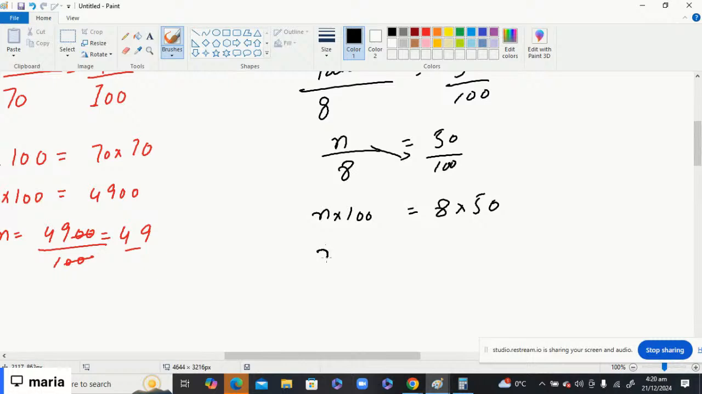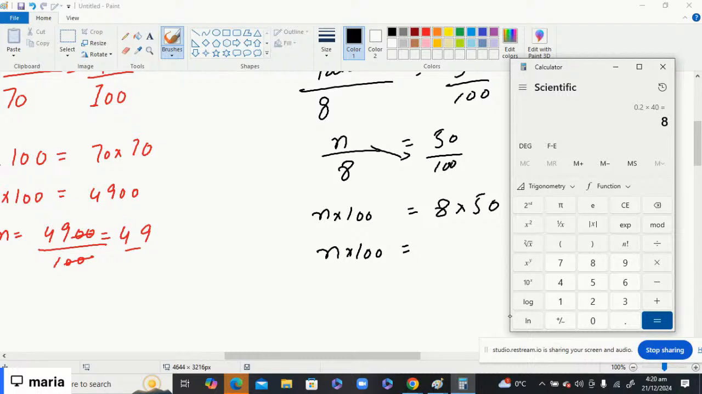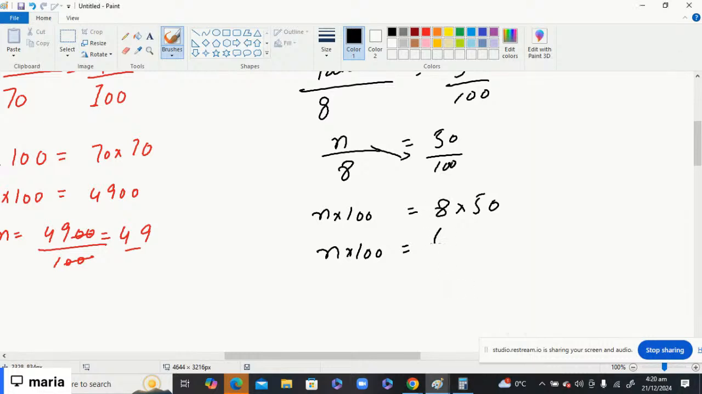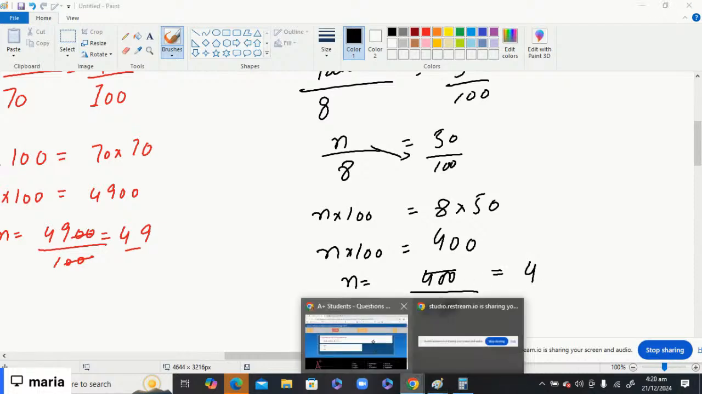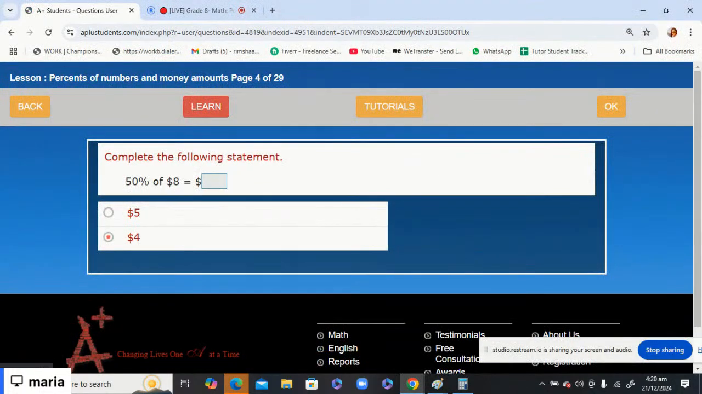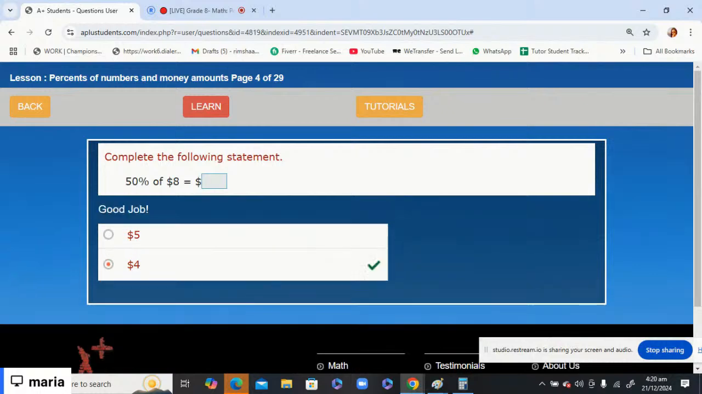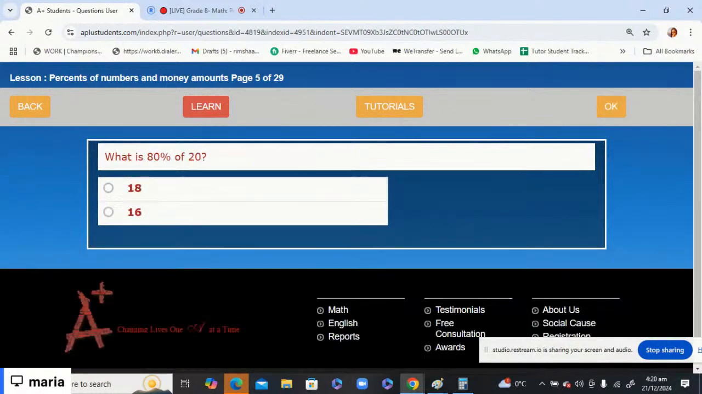So this is N times 100 as it is. 8 times 50 is 400. And N equals 400 divided by 100. This is 4. So the answer we get is $4. This is the 50% of it.